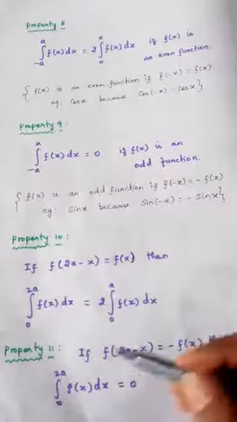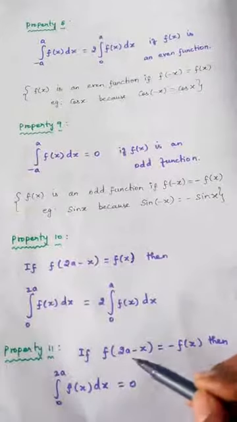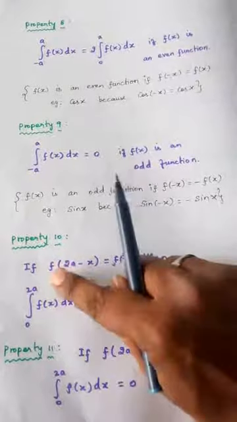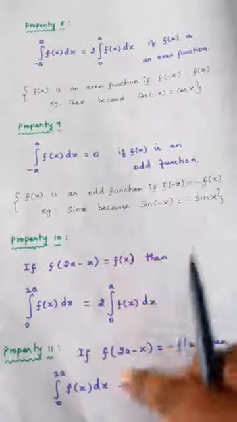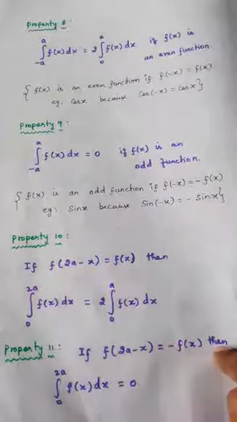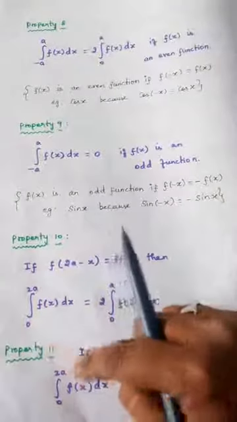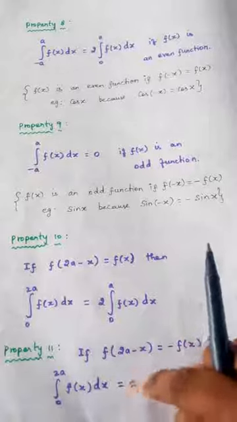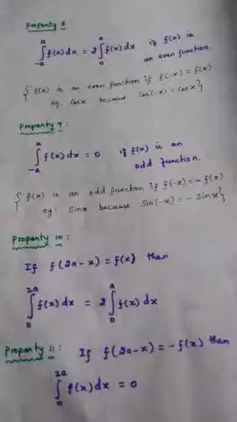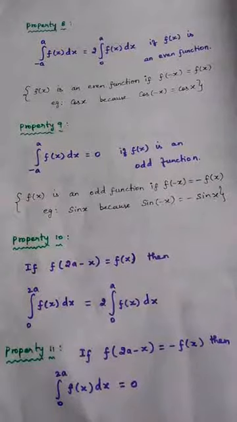Property 11. If f of 2a minus x equals minus f of x, here f of 2a minus x is equal to minus f of x, then this integral 0 to 2a f of x dx, the answer can be directly taken as 0. So, you have to learn with the condition, that is the most important thing. Property 12.